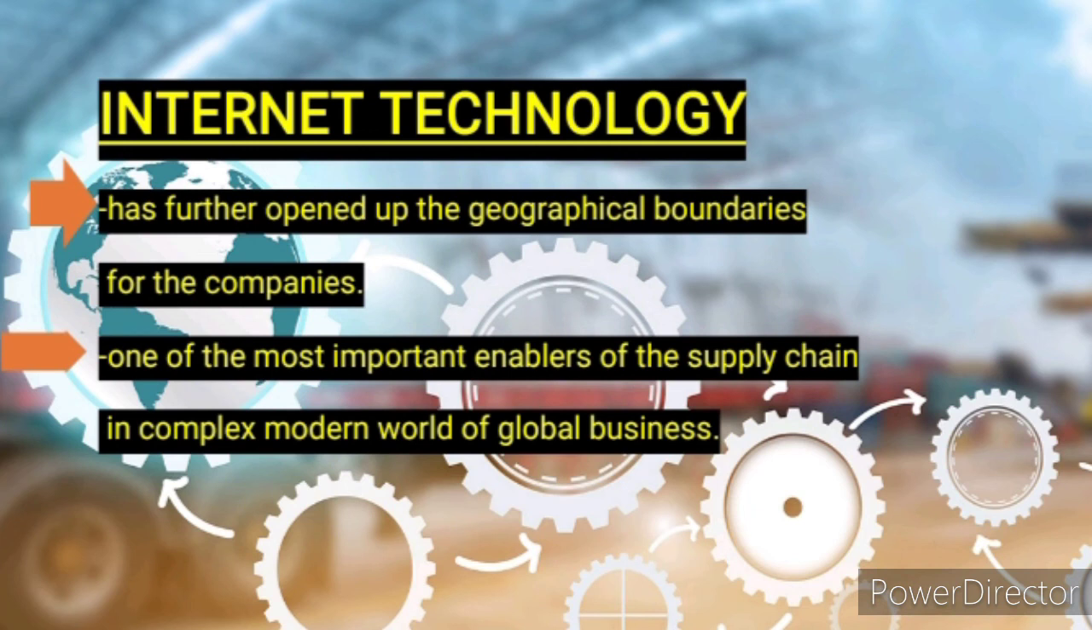The last part, we have internet technology. It has further opened up the geographical boundaries for companies. It is one of the most important enablers of the supply chain in the complex modern world of global businesses. So an example of this is any person sitting in any corner of the globe can purchase a product online at the click of a button. Bisag asa man ta mabutang, with the use of technology, usa ka click nato pwede na ta maka-purchase og mga products or can even communicate to our family. That's how technology helps us.